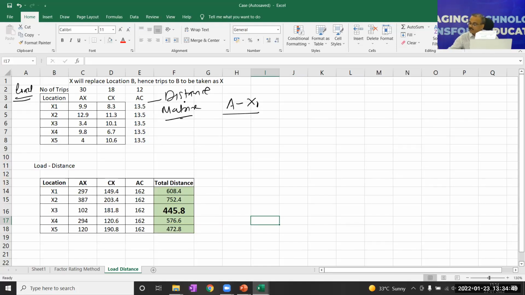Okay, so the distance is now known, and now we can estimate the load distance. The load distance between AX1 will be 9.9 into 30, because the load here is 30. Similarly, for each point, we have to estimate the load distance. For each load, for each location, you have to estimate the load distance value here. So the total load distance for this particular X1 location, you can see, is 608.4.